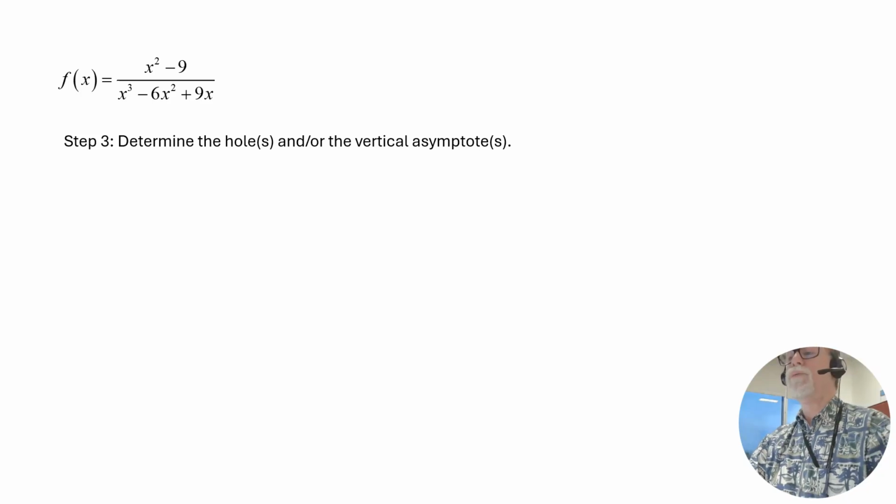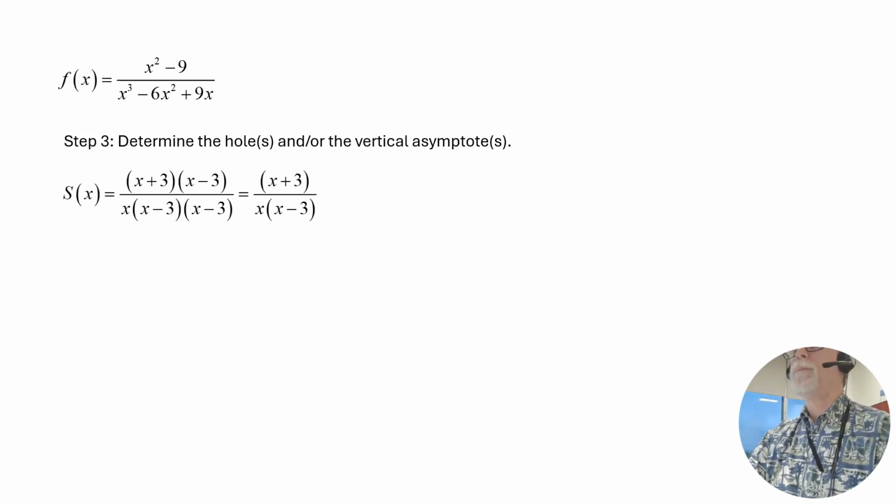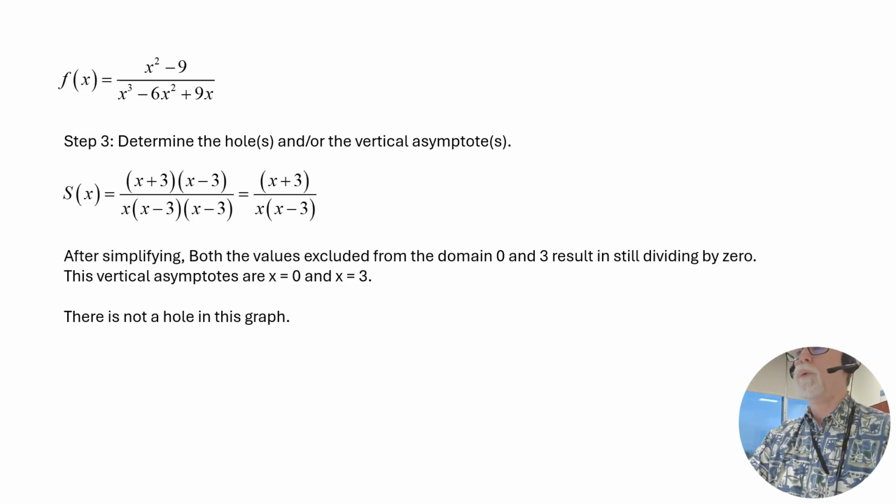Is it a hole? Is it a vertical asymptote? So we need to simplify the function. After we simplify it, both of the values still cause us to divide by 0. So both of those will be our vertical asymptotes as equations, and there's not a hole in this particular graph. Awesome.